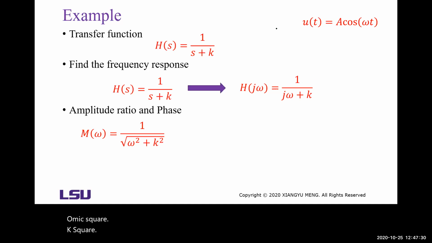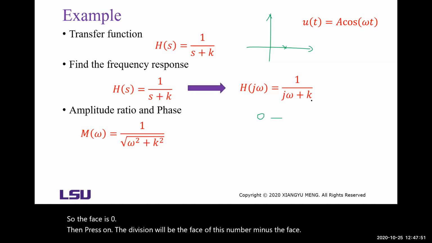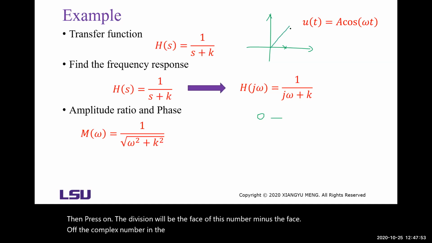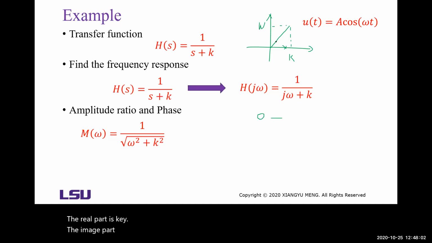Then the phase: if we draw the complex plane, here's 1, so the phase is 0. Based on the division, the phase will be the phase of this number minus the phase of the complex number in the denominator. The real part is k, and the imaginary part is ω. So the phase is arc tangent of ω over k.